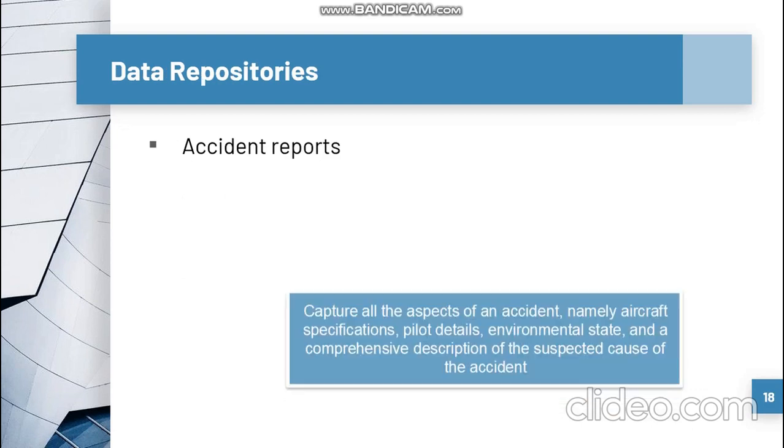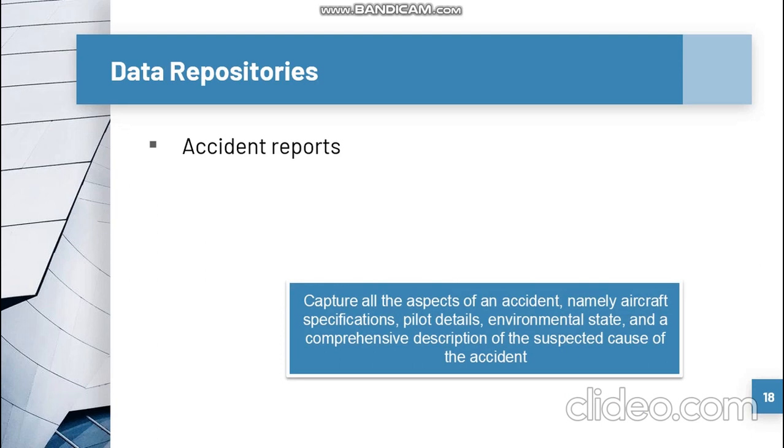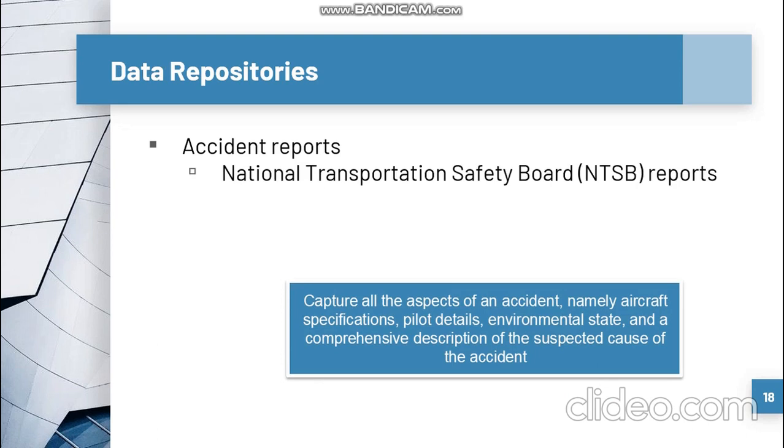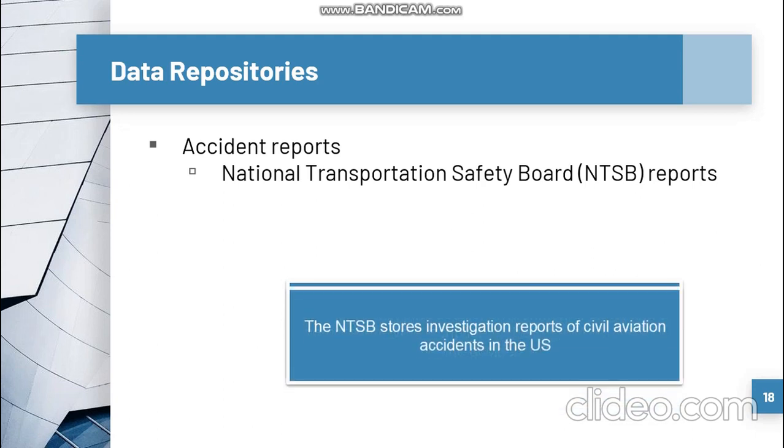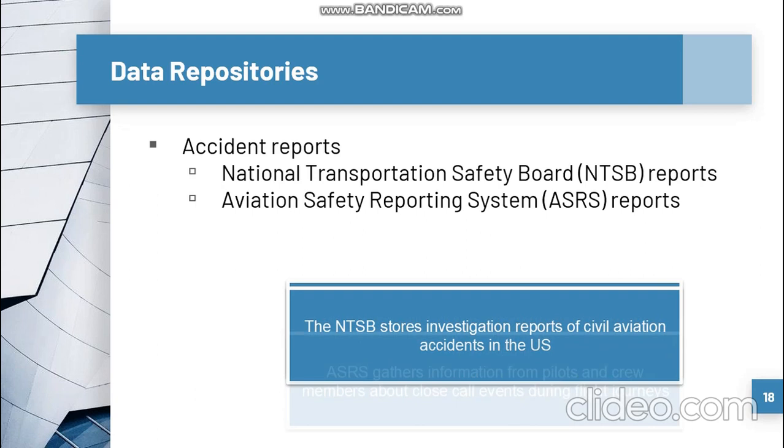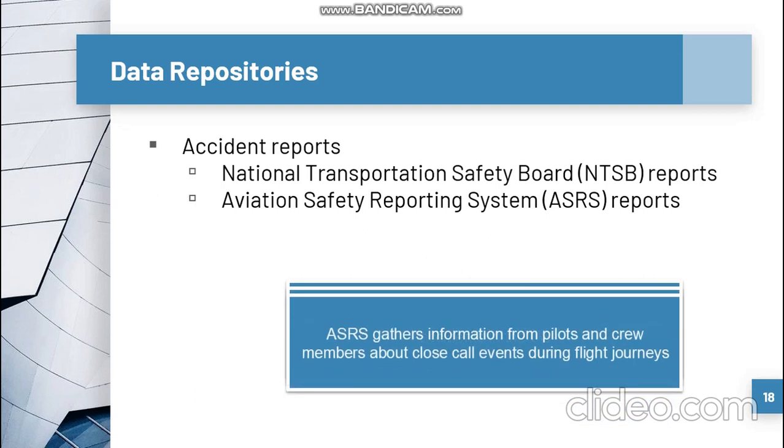Data repositories: first of all, accident reports. Accident reports capture all the aspects of an accident: the aircraft name and specification, the pilot's name and all details, the environmental state, and a comprehensive description of the suspected cause of the accident. We will look at an example of accident reports as well. Accident reports include NTSB reports, the National Transportation Safety Board's investigation reports of civil US aviation, and Aviation Safety Reporting System, ASRS, reports. These reports gather information from pilots and crew members about close call events during flights and what notification they got.